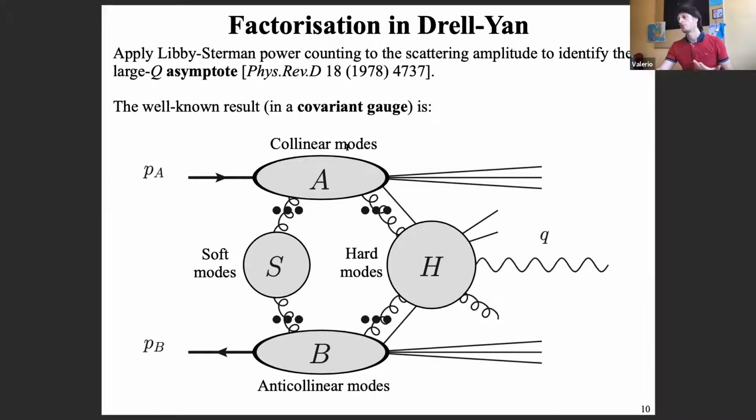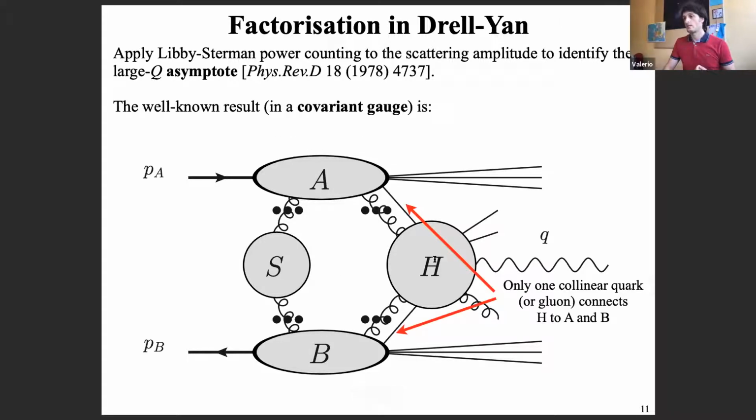And so you have four different modes that actually contribute the most to the amplitude. There are collinear and anticollinear modes, where momenta are either collinear or anticollinear to the collision axis. And then you have soft modes in which the momenta are all small. And then you have also hard modes in which the momenta are really large. Then what the power counting tells you is that first of all, the collinear blobs are connected to the hard blob only through a collinear quark. It can also be a gluon actually, but at leading order that's a quark.